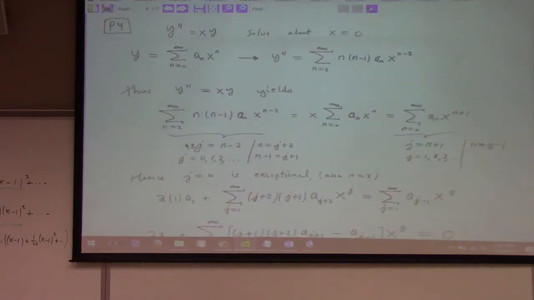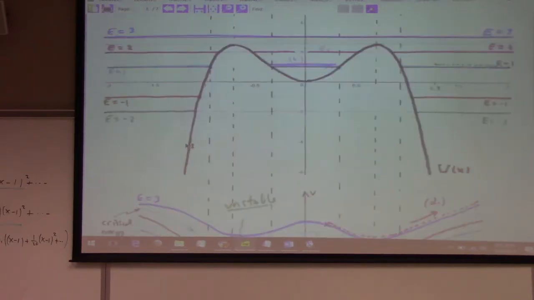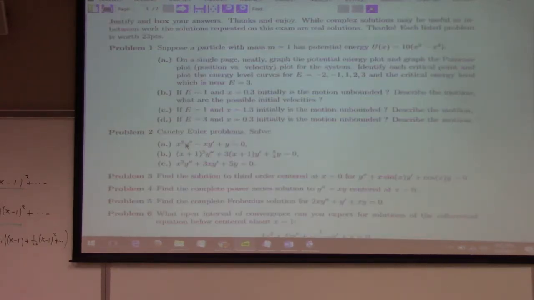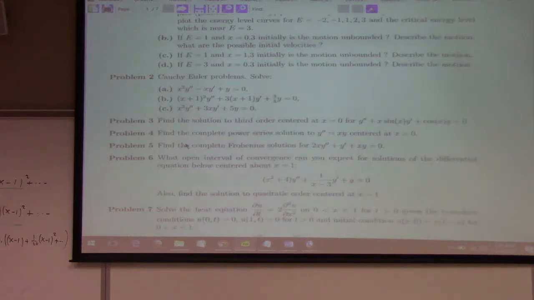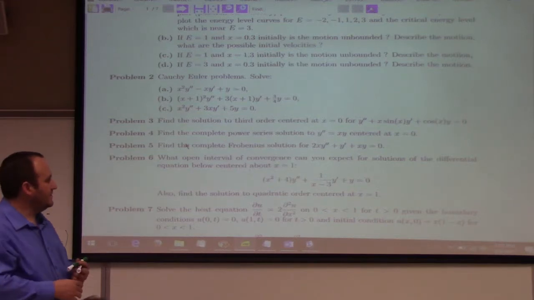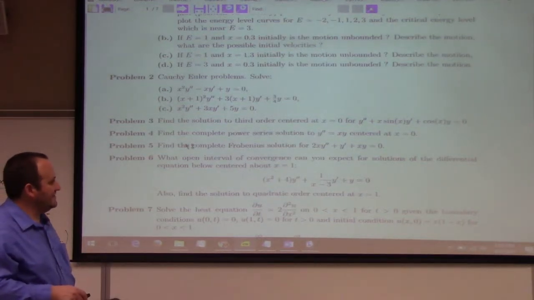So let's see, the problems that I haven't talked about yet are what? 5. Frobenius solution, eh? So did you guys generally reach a consensus on this one?